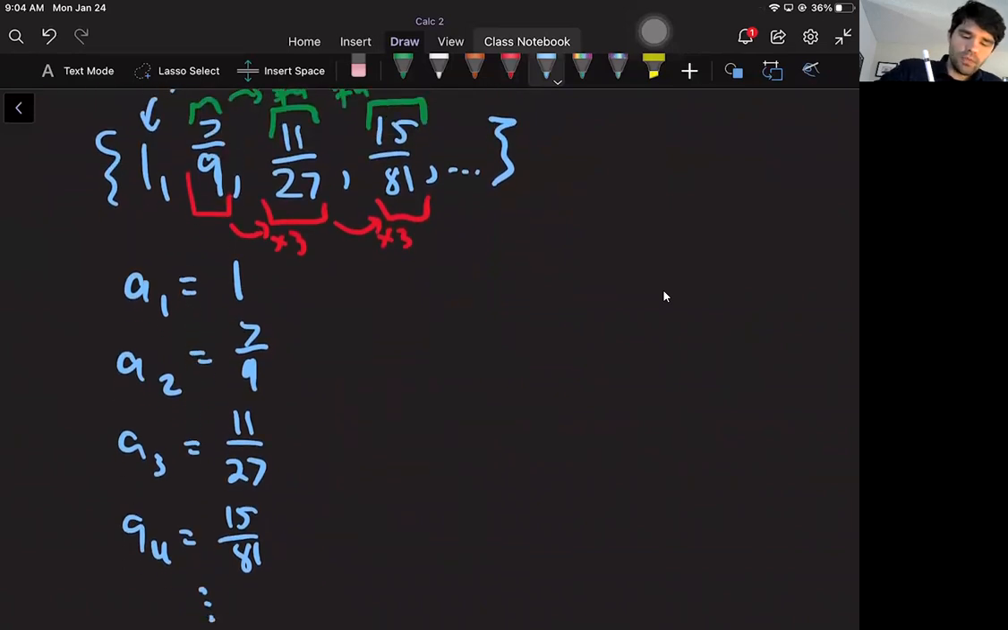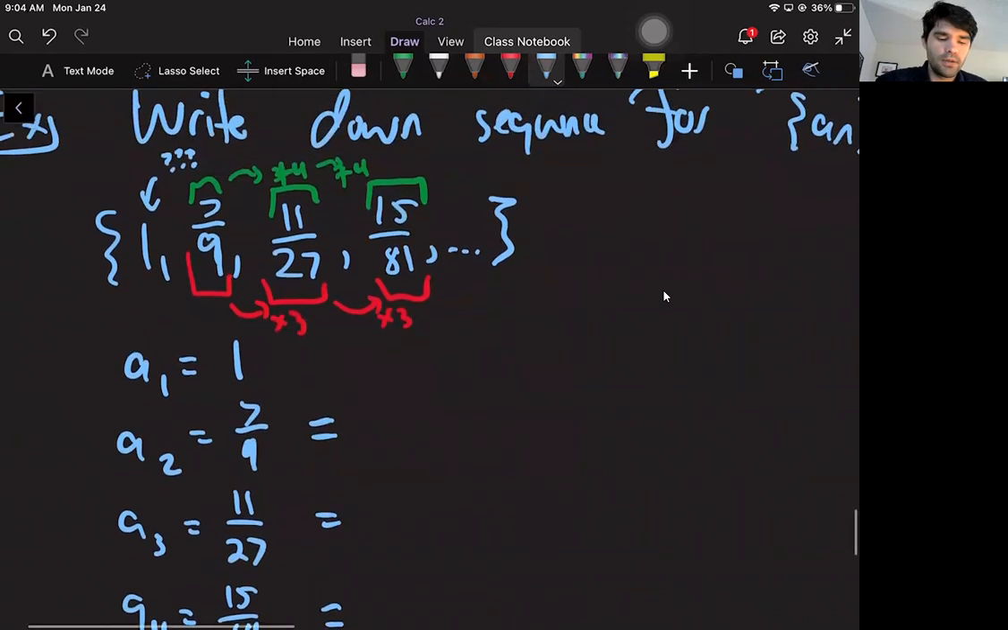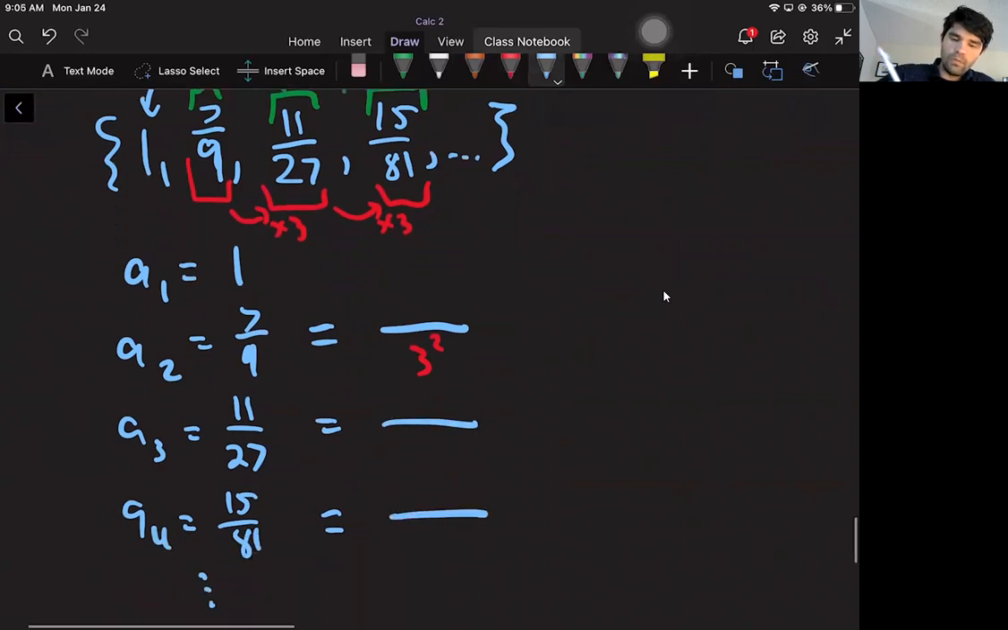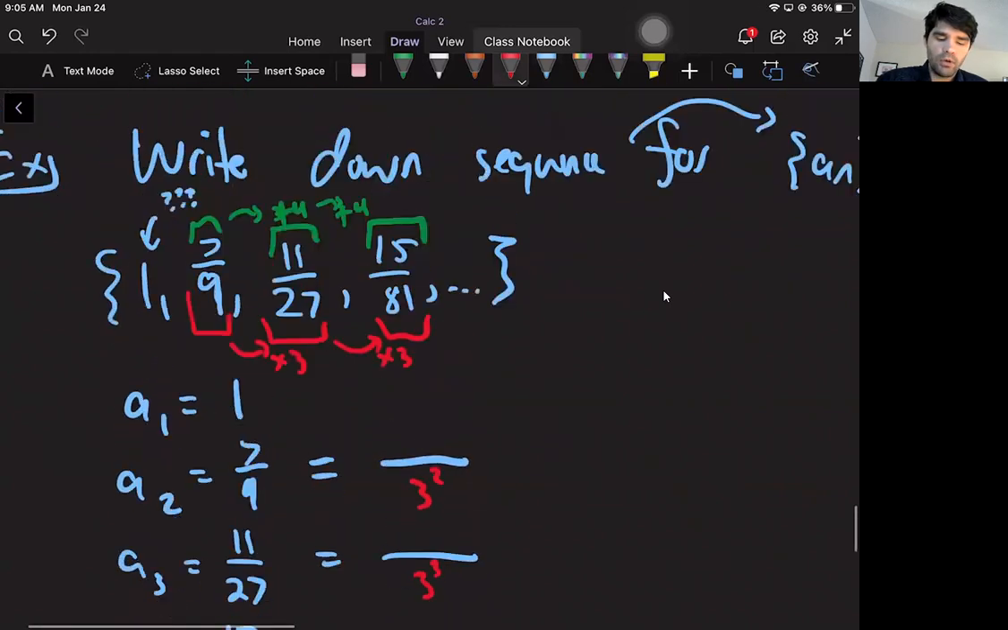So we'll sort of skip the first term for now and just think about these as we did before. So on the bottom, we can think about this as a power of 3, because that's what it is. 3 squared, 3 cubed, 3 to the 4th is 81. And on the top, we're just adding multiples of 4.